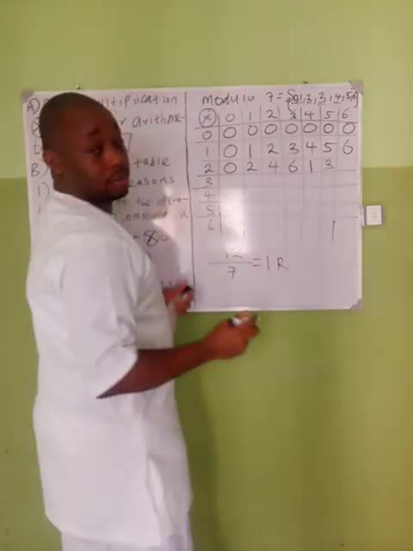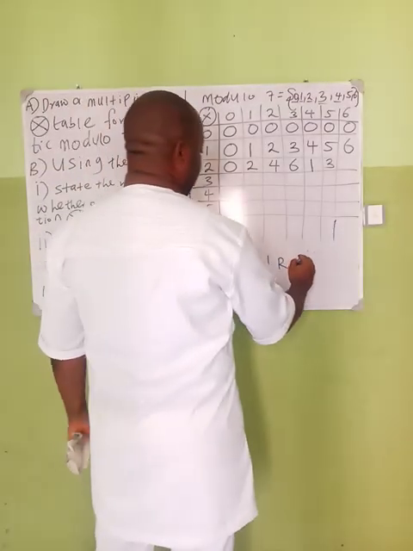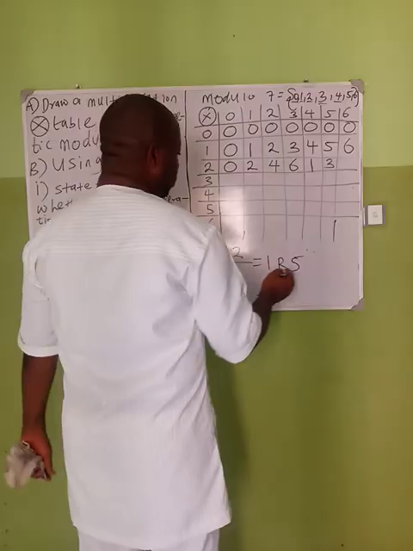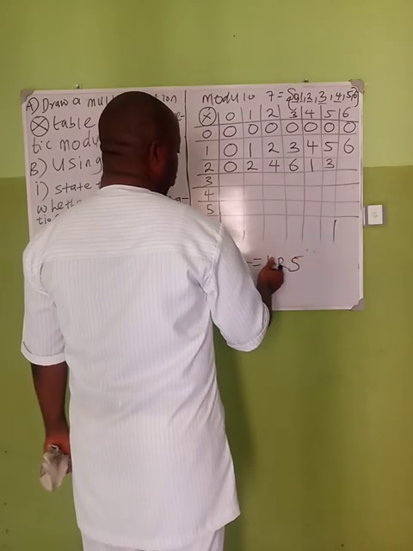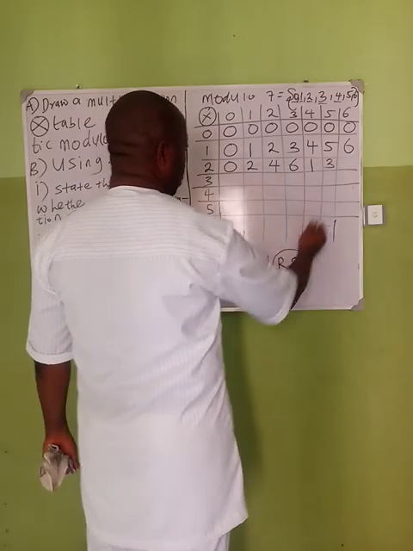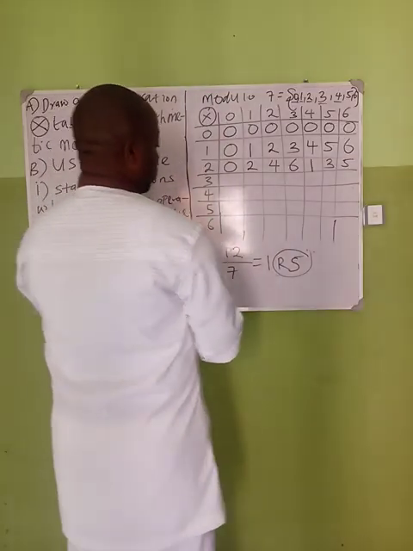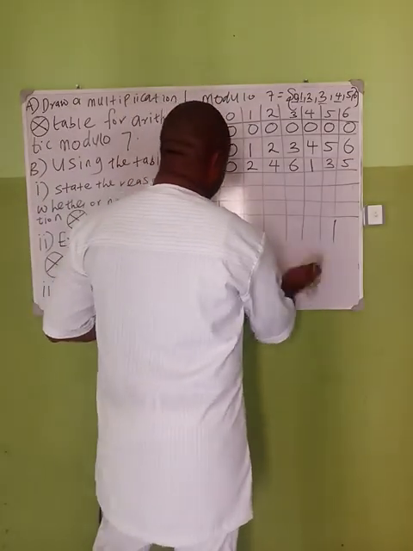Yeah, 5, definitely. 1 remainder 5. So instead of writing 1, we'll write the remainder as usual. So I'll write 5 here. Okay. So that's that. So now let's go to 3.